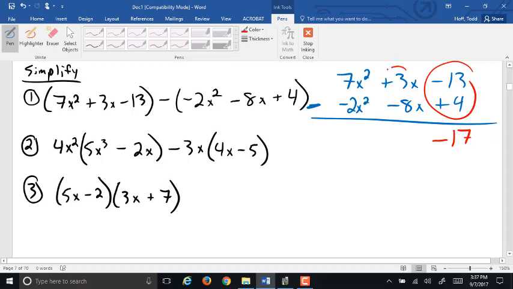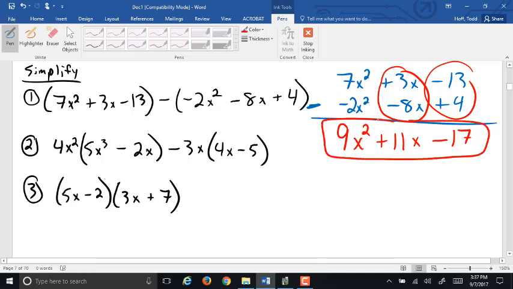Here's the really tricky one. 3x minus a negative 8x is a positive 11x. 7x squared minus a negative 2 is a positive 9x squared. Now I'm going to pause there. Just a show of hands, how many of you had that one?